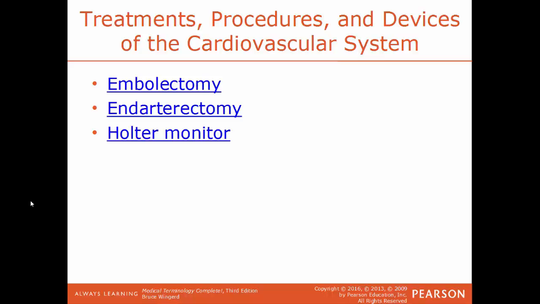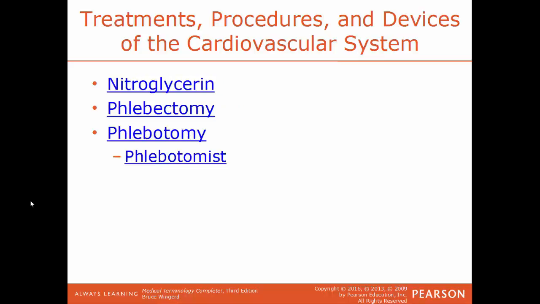Nitroglycerin is a very common medicine that's used to alleviate chest pain. It can also be used to treat high blood pressure or help control congestive heart failure. Phlebectomy is a procedure that is used to remove varicose veins, the surgical removal of veins. So it's primarily used for varicose veins.